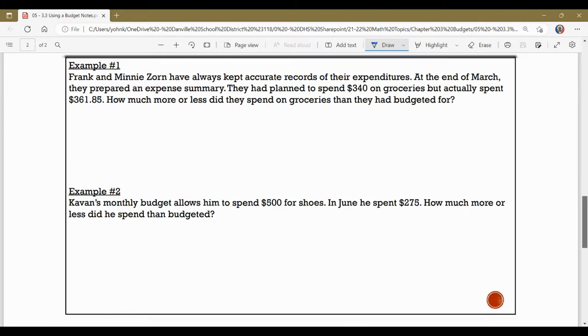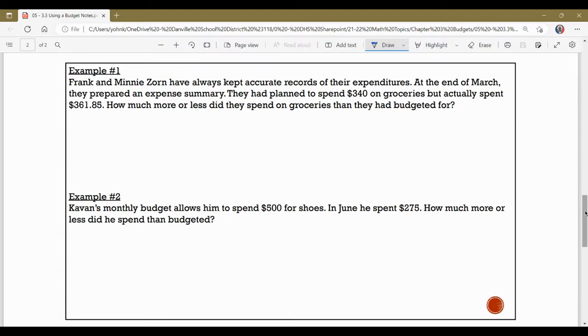So here's example number one. This section's pretty quick and easy. Frank and Minnie Zorn have always kept accurate records of their expenditures. At the end of March, they prepared an expense summary. They had planned to spend $340 on groceries, but actually spent $361.85. How much more or less did they spend on groceries than they had budgeted for?